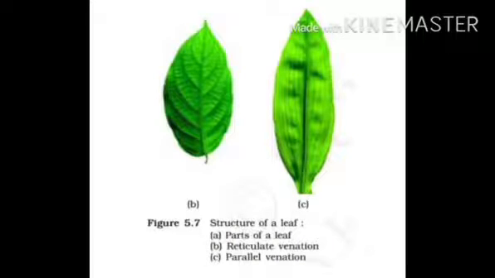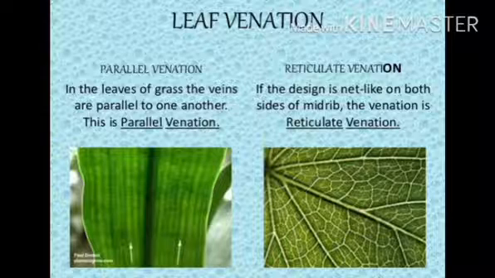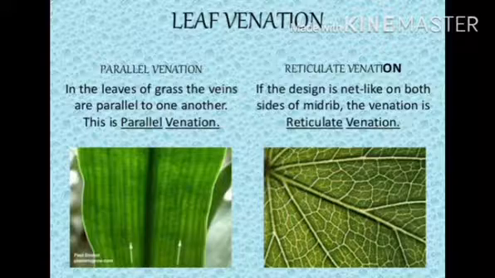The first one is reticulate and the second is parallel. Parallel venation: in the leaf of a grass, the veins are parallel to one another, and this is called parallel venation. Reticulate venation: if the design is net-like on both sides of the midrib, the venation is reticulate venation. Normally, the peepal tree has reticulate venation.